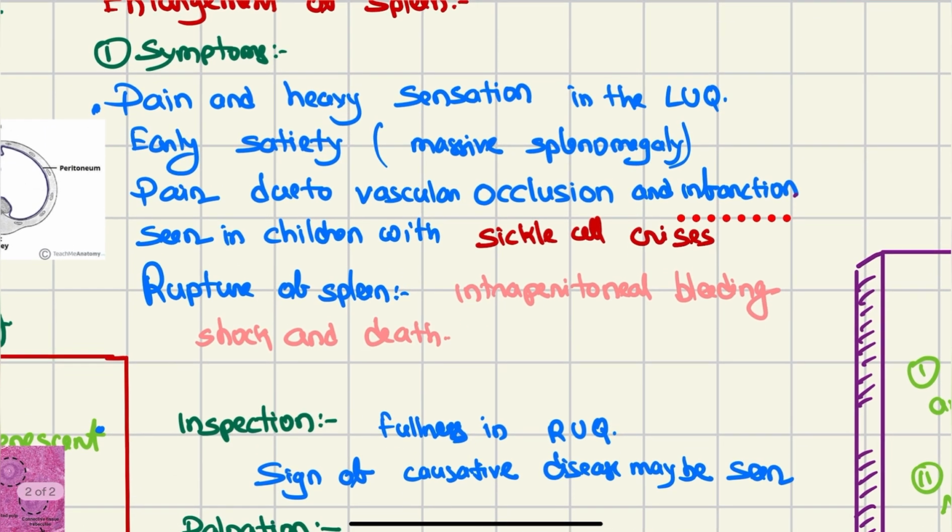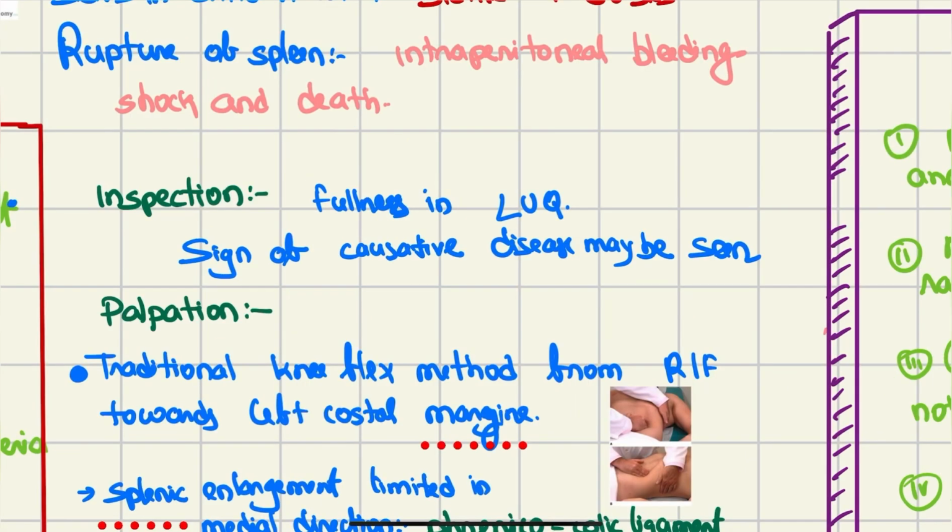Patients also may develop intraperitoneal bleeding, shock and death, which is seen due to rupture of the spleen, which is generally seen in massive splenomegaly. Now comes a very important part.